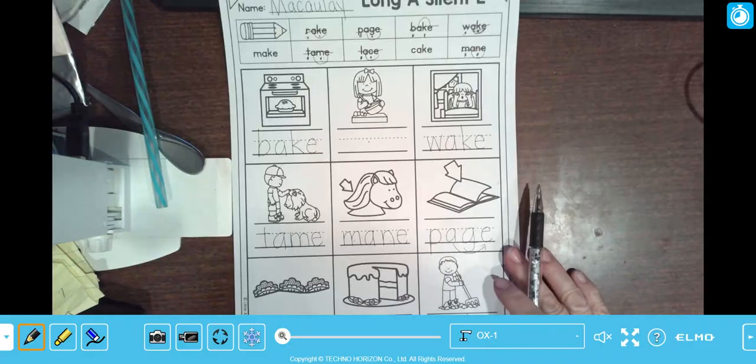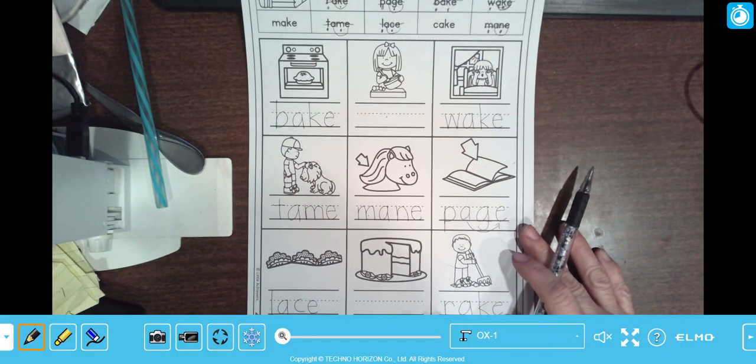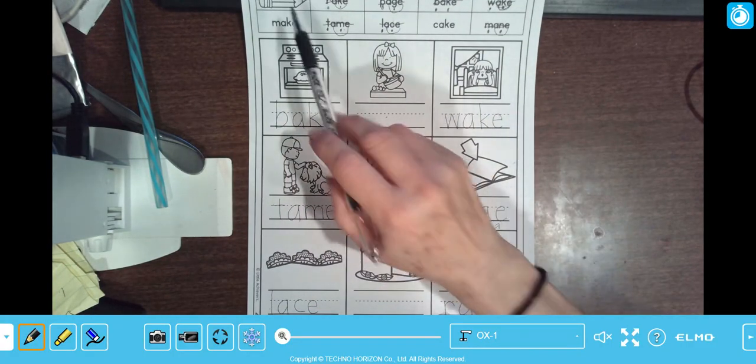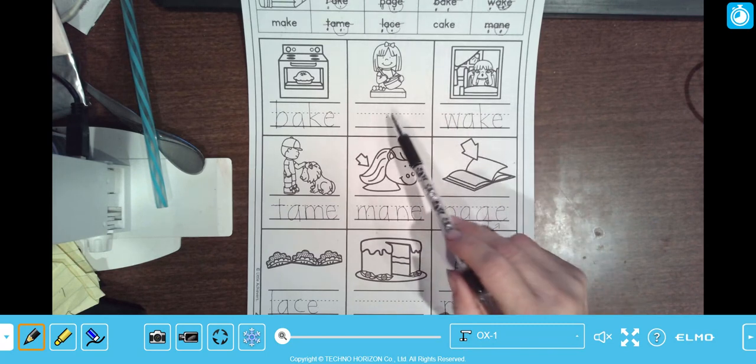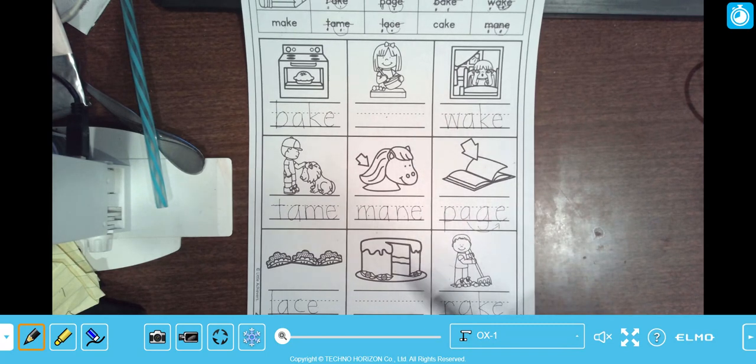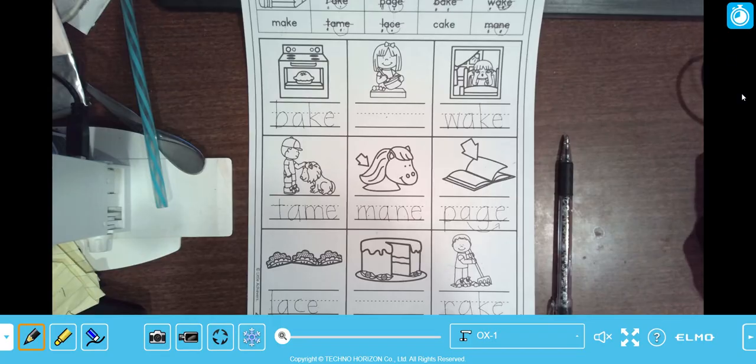Because if you don't try, you'll never learn to read. And I want you to learn to read. So this word and this word. One of them goes here, one of them goes here. Figure it out, my tinies. All right. Good job.